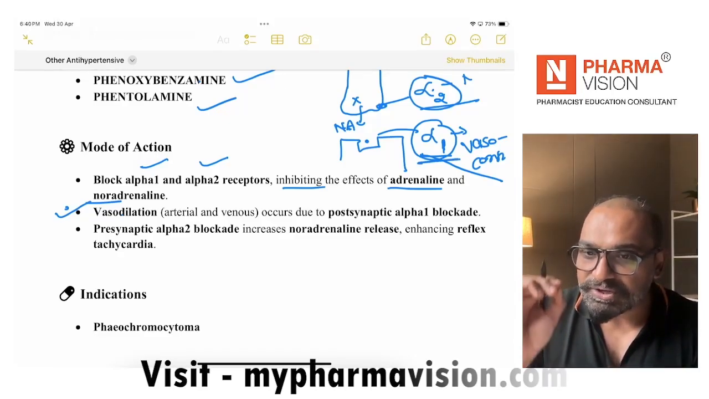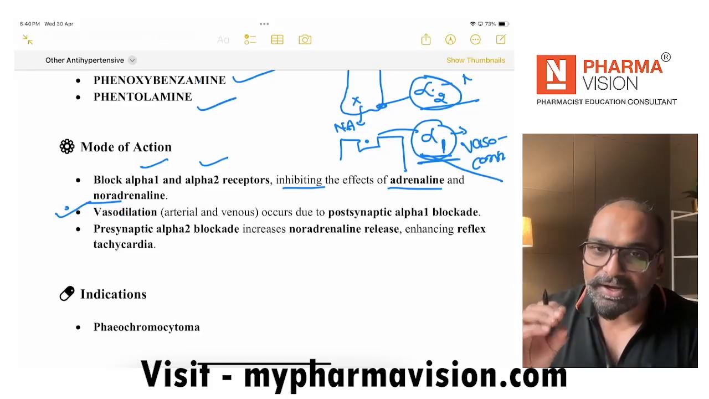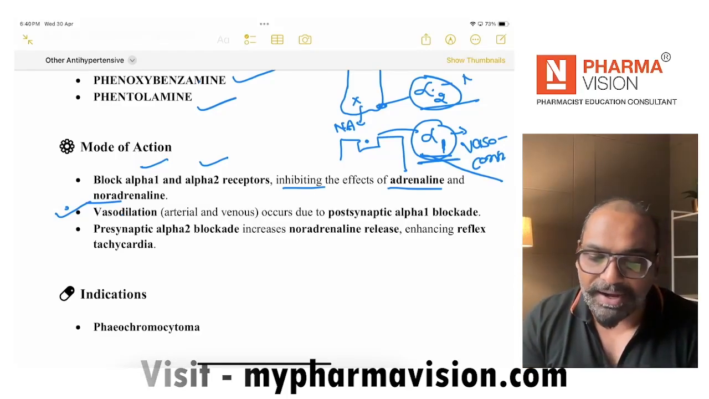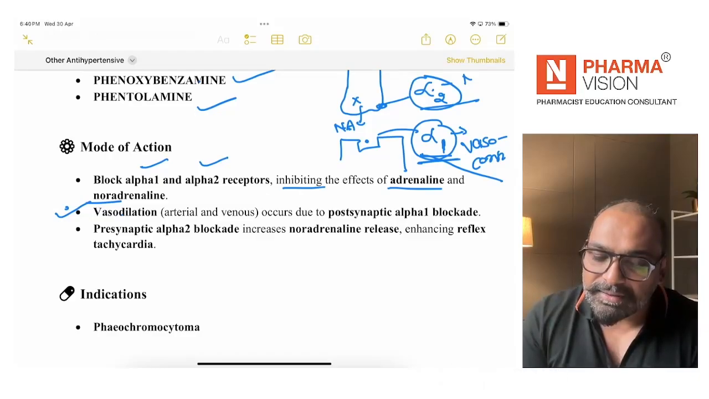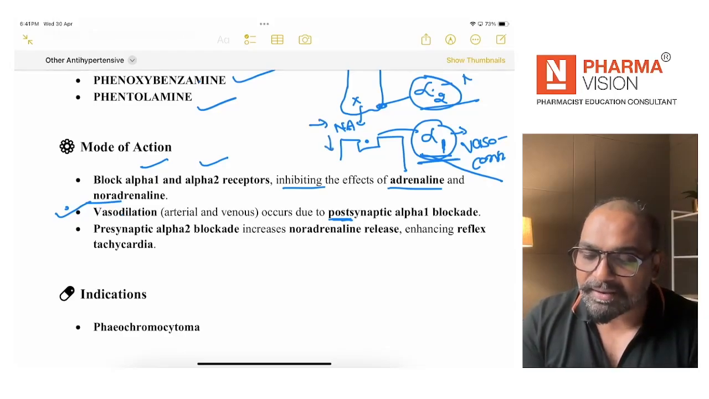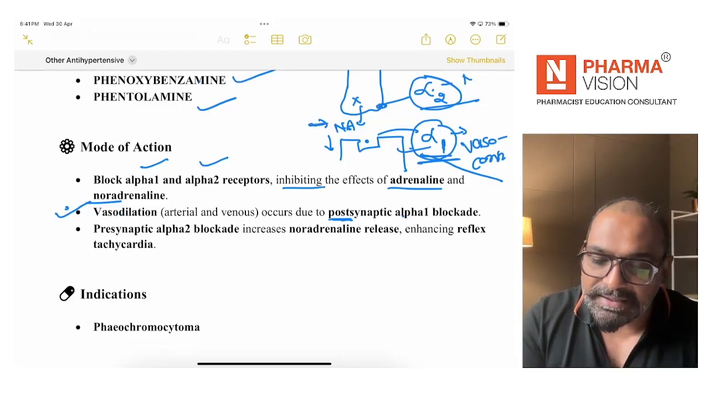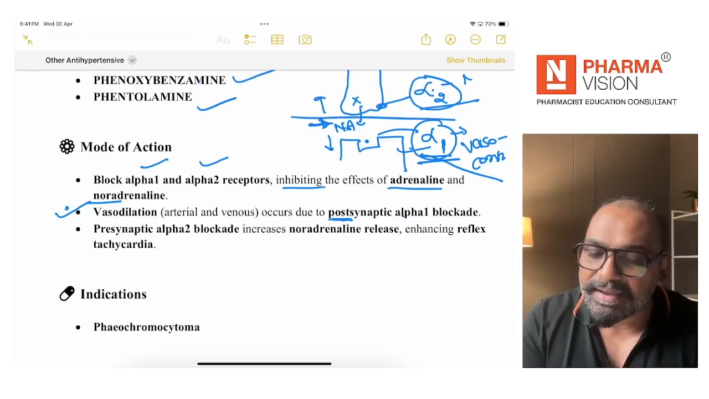When this medication blocks alpha 1, what can that cause? That can cause vasodilation. This vasodilation is because of the post-synaptic alpha 1 blockade. This is a synapse. Okay, the presynaptic, this is a synapse, so this is considered the presynaptic receptor, alpha 2.